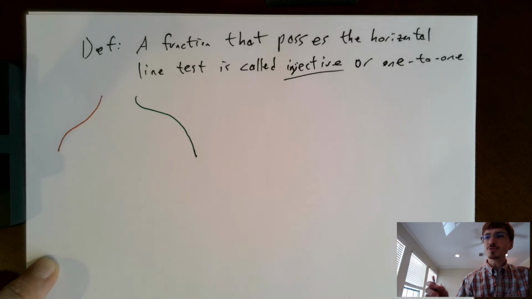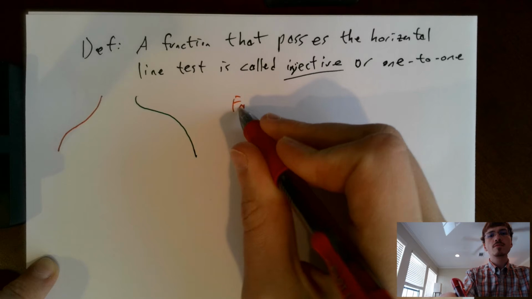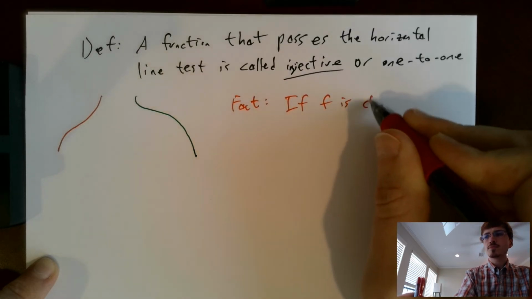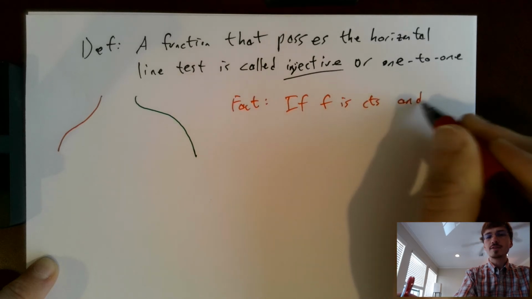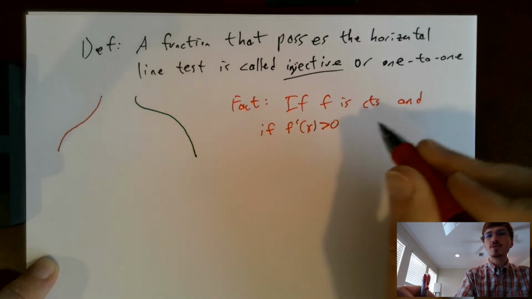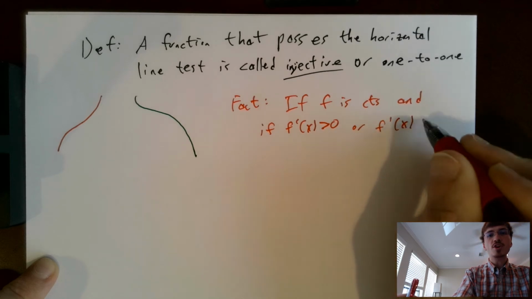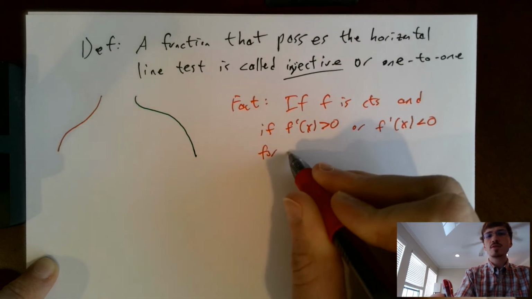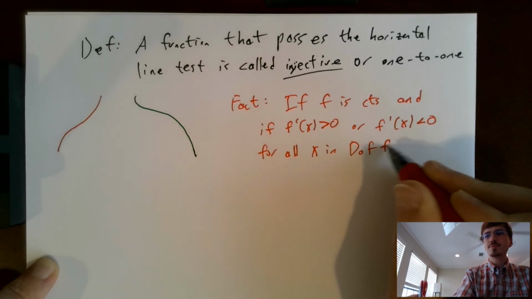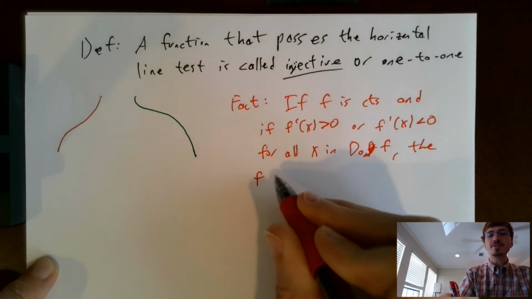Let's write down a true statement. Here's a fun fact for us. If f is a continuous function, and if f prime of x is always bigger than 0, or f prime of x is always less than 0 for all x in the domain of f, then f of x is injective.